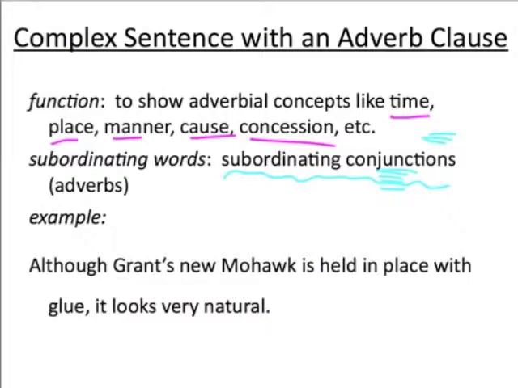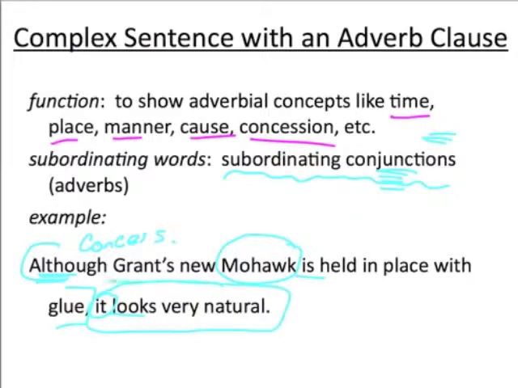So, do you see our adverb clause here? Although Grant's new mohawk is held in place with glue. Here's our subject, and here's our verb, and then here's the subject and verb of the independent clause. And here, although, is our subordinating word of concession, right? Like you're kind of conceding this. And again, as is typical with most adverb clauses, when you bracket off the adverb clause, you can see that the independent clause really can just stand there very nicely by itself. It's not grammatically incomplete in any way. It looks very natural is our independent clause.